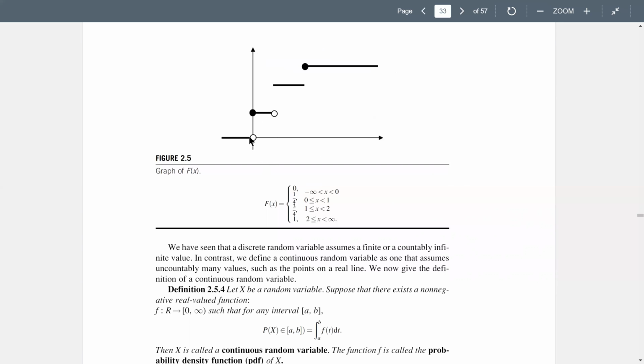when it's less than 0, you have no probability. And then from 0 to 1, the probability is 1/4. The height is 1/4, and because it's cumulative, you keep going up higher and stop there. This is 1. The height here is 1. Okay, 1/4, 3/4, 1. So this is cumulative probability.